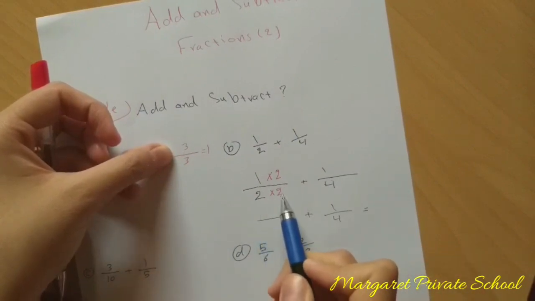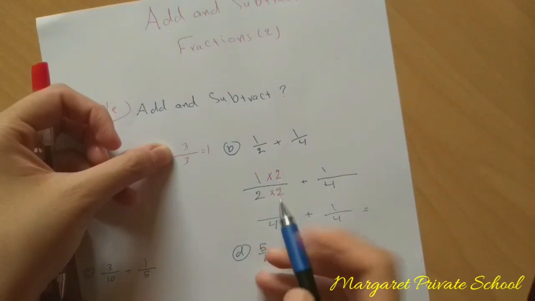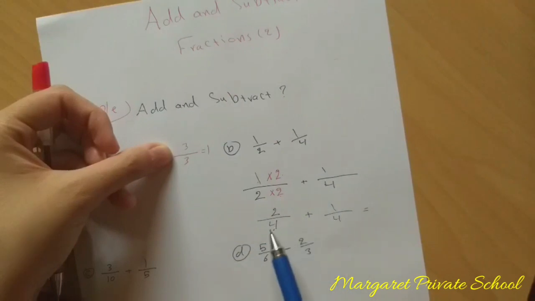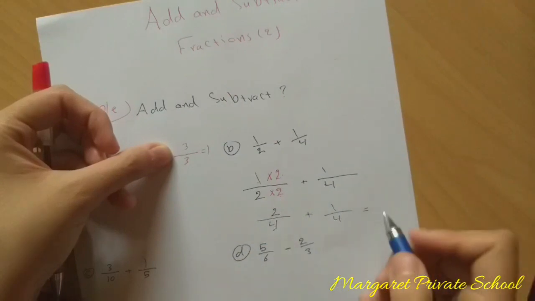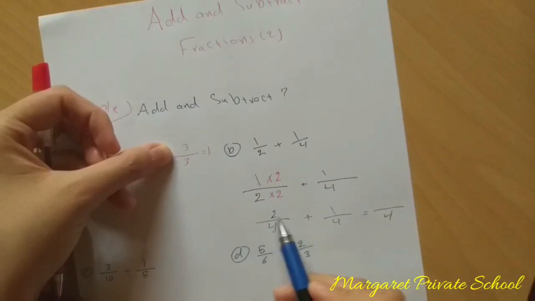2 times 2 is 4, 1 times 2 is 2. Now we have the same denominator, number 4, so you can add the two fractions. We write number 4, 2 plus 1 is 3.